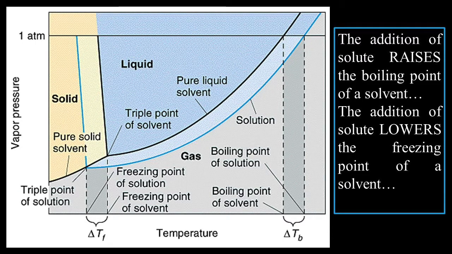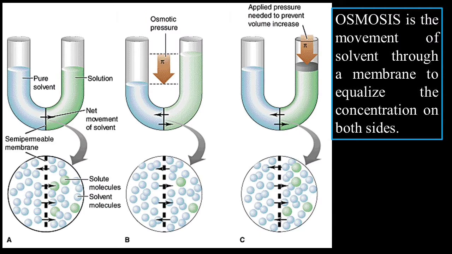The addition of solute raises the boiling point of a solvent. The addition of solute lowers the freezing point of a solvent. There's a triple point diagram, and that will show you graphically how that's true. So the addition of a solute raises the boiling point and lowers the freezing point. Boiling point elevation and freezing point depression.